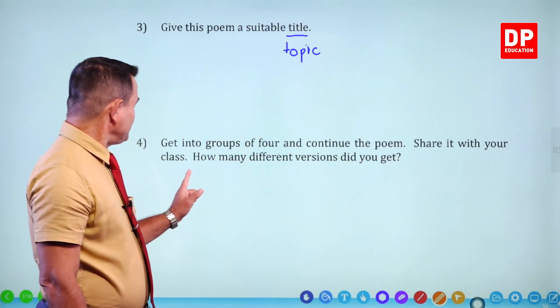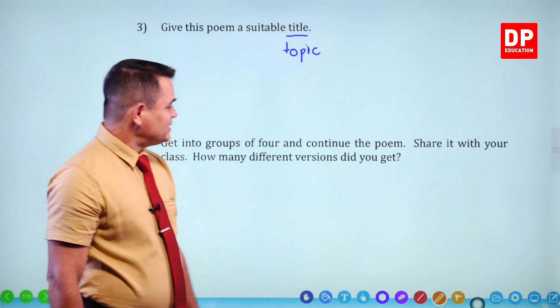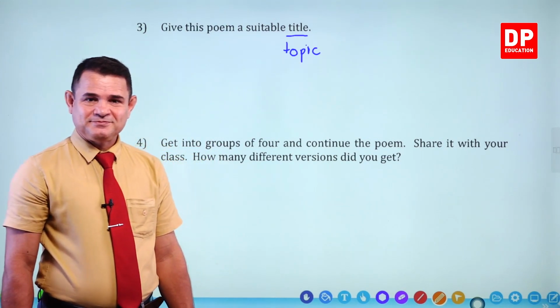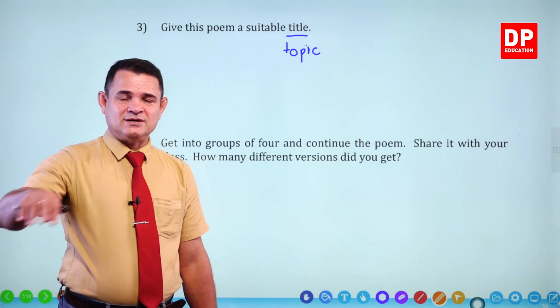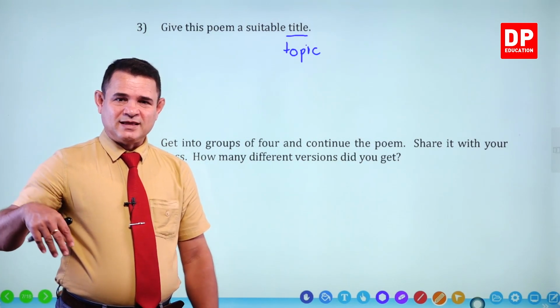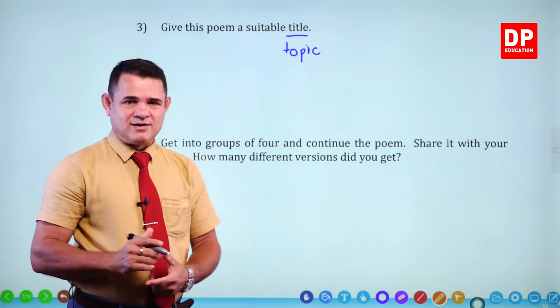Share it with your class. How many different versions did you get? How many different versions? Now if you have several groups, then in one group you can write.